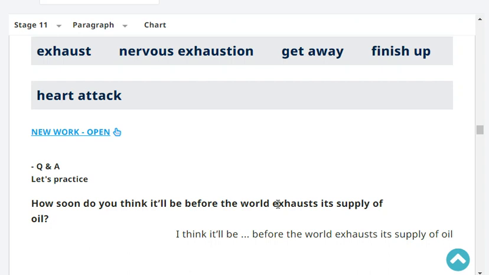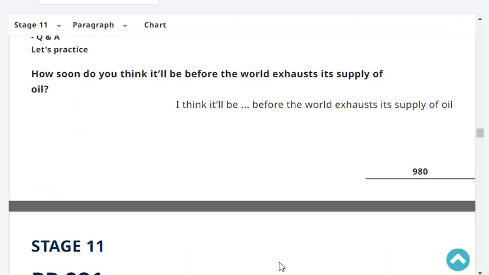How soon do you think it'll be before the world exhausts its supply of oil? I think it will be 100 years before the world exhausts its supply of oil.